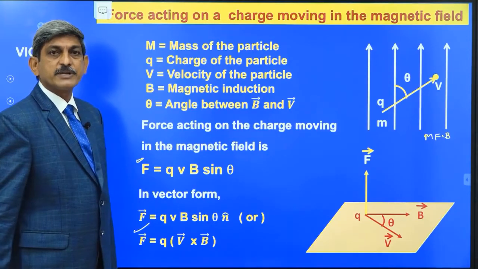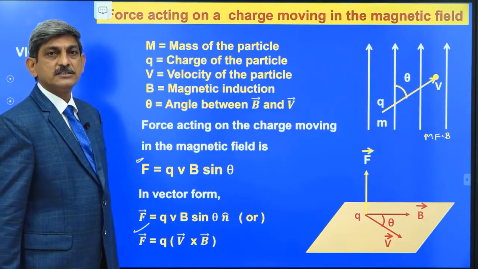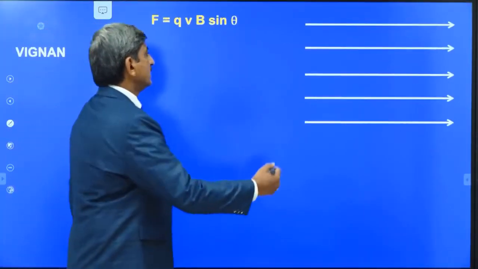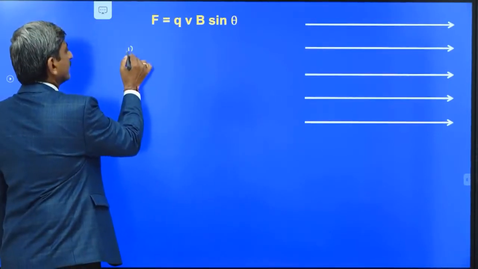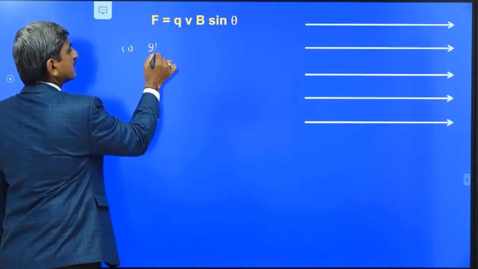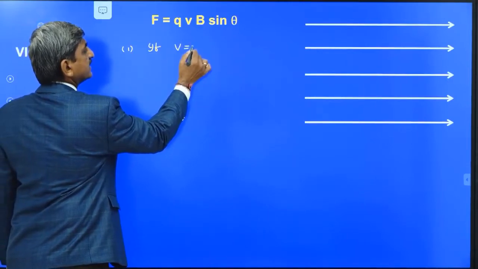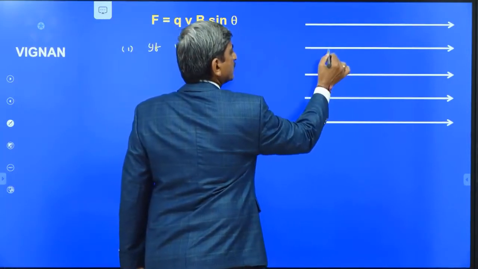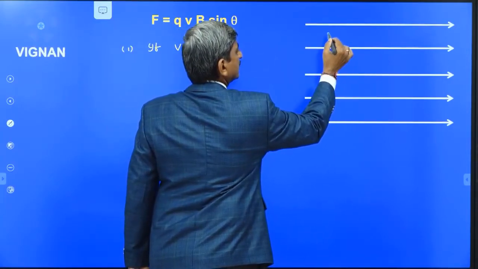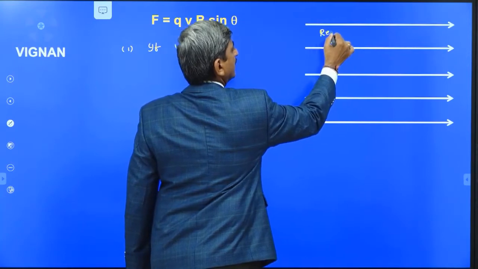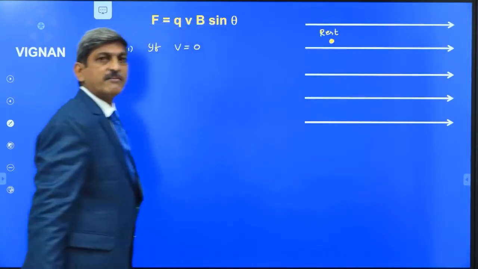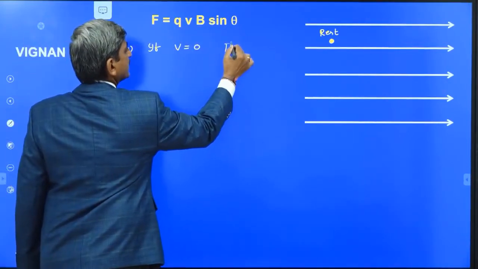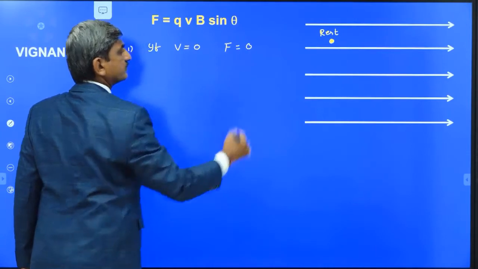Now I am going to discuss some cases regarding the motion of the particle in the magnetic field. For that, come to case 1. Suppose the charge is at rest, that means the velocity of the charge is equal to 0, then what happens? If the velocity of the particle is equal to 0, then the force acting on the charge F is equal to 0.